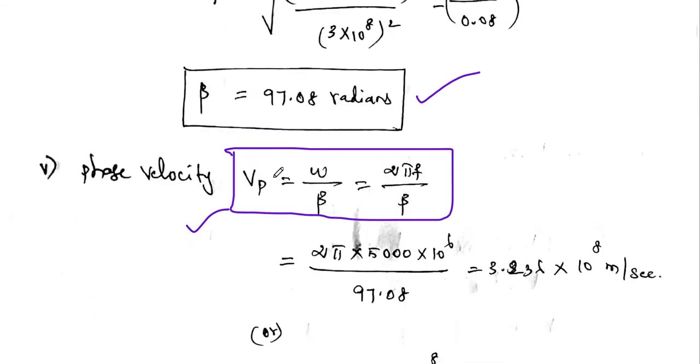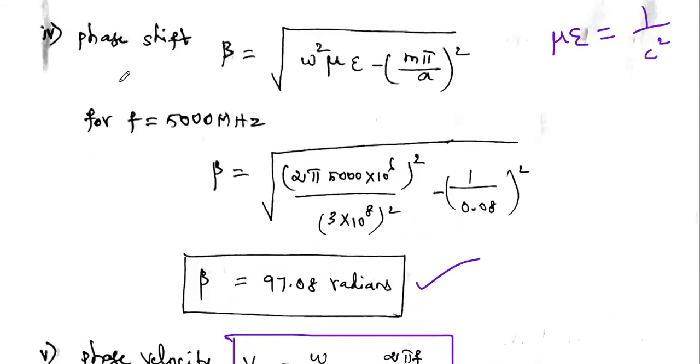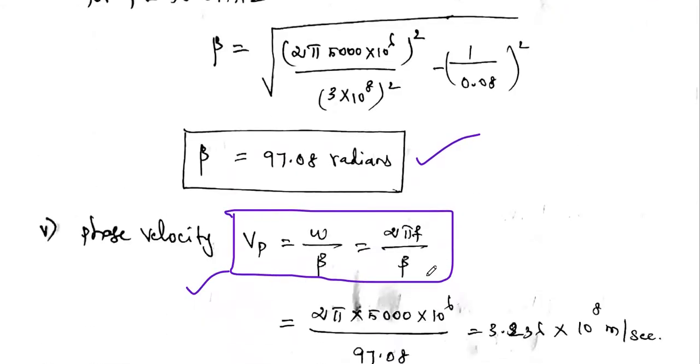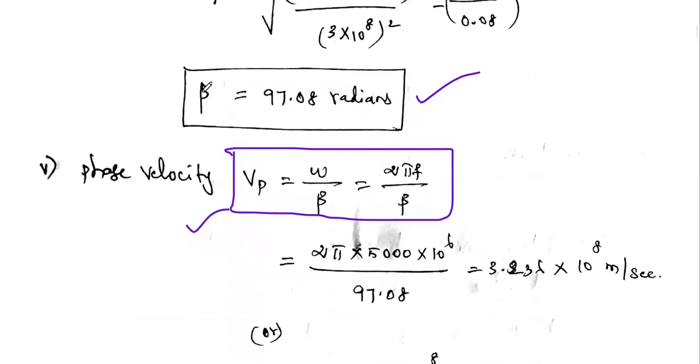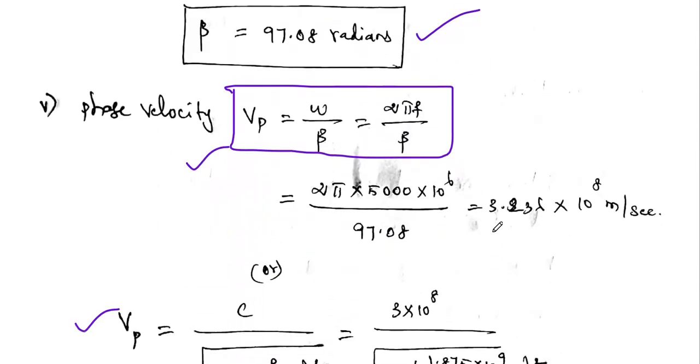So according to the general definition, the phase velocity is nothing but omega by beta. Omega means 2 pi f, divided by beta. So 2 pi f, what is the operating frequency? 5000 MHz. So 5000 MHz divided by beta. Just now the beta value was calculated as 97.08. If you substitute, you get 3.236 into 10 to the power 8.